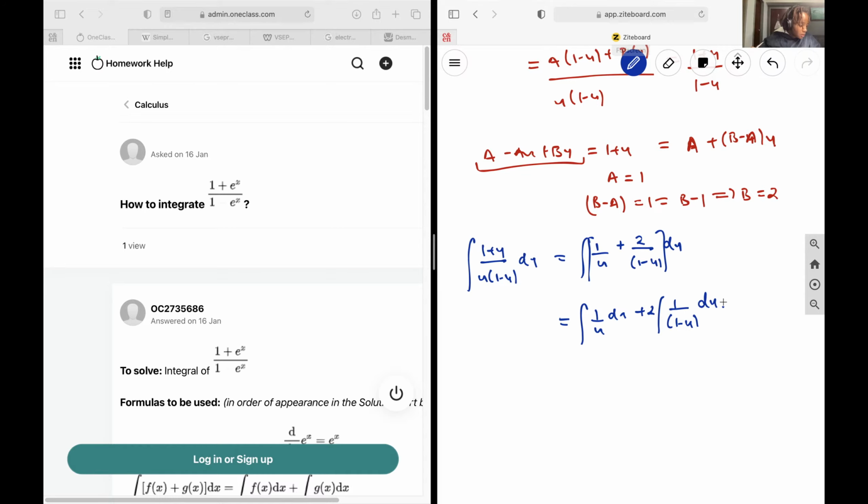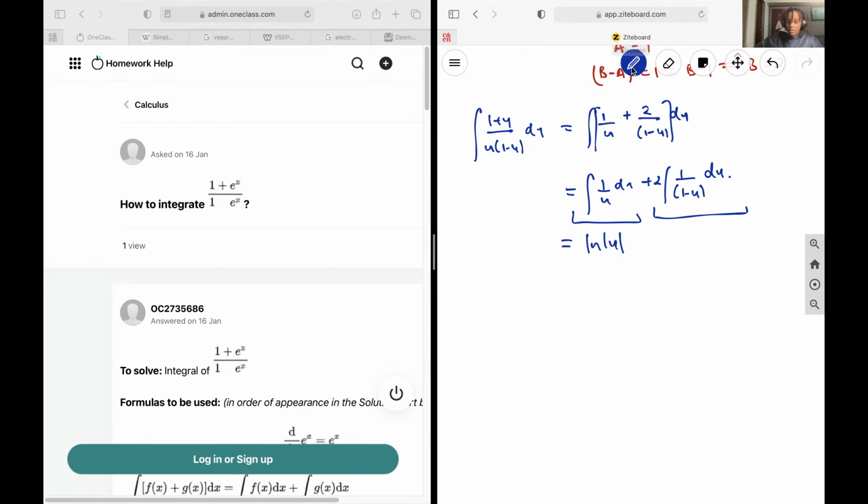And then, for this one, we already know that this is going to give us ln u. For this one, we're going to need to solve it, and we're going to solve it using, again, a substitution. If we set 1 minus u is equal to t, then dt over du is going to be negative 1, which means that du is equal to dt over negative 1.